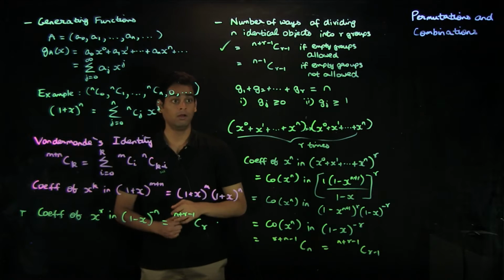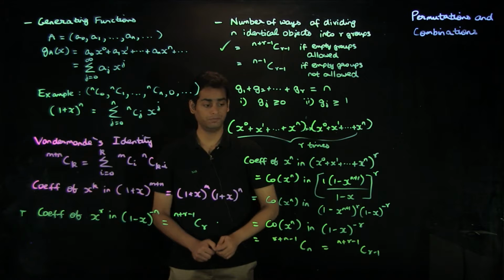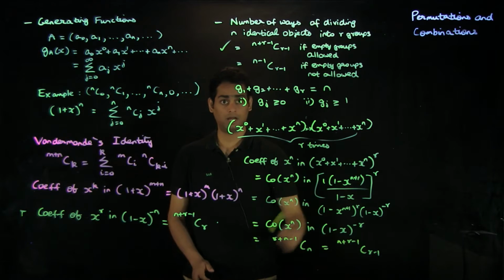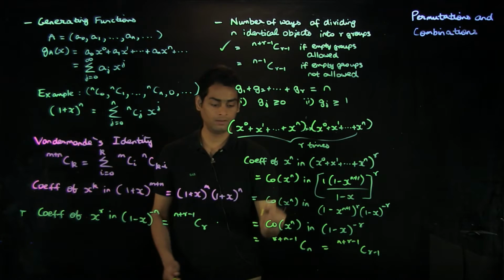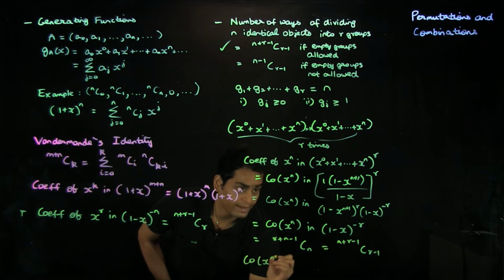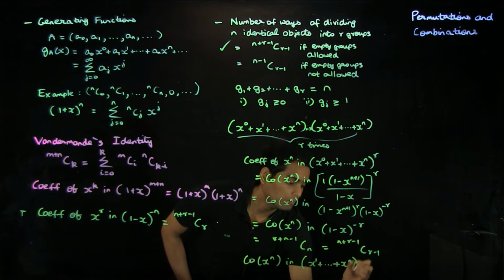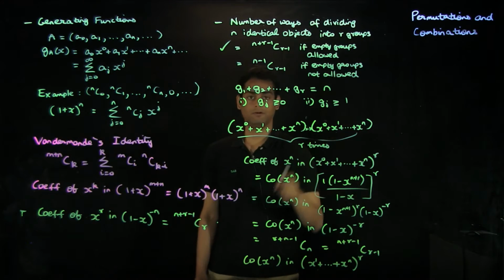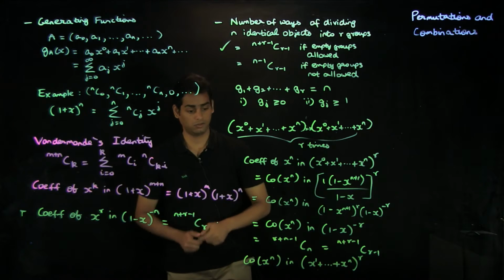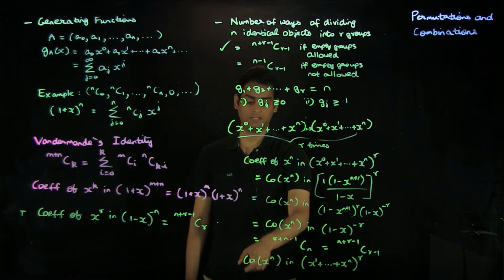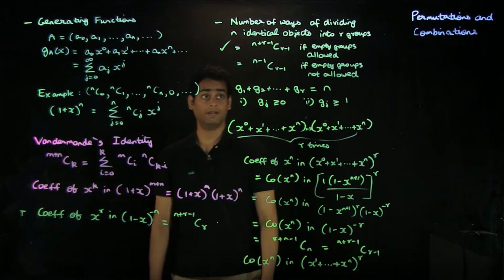So if empty groups are allowed, using generating functions, we can derive that the number of ways of dividing n identical objects into r groups is given by n plus r minus 1 choose r minus 1. So the second result can be derived in a similar manner by looking at the coefficient of x power n in (x power 1 so on to x power n) whole power r. So we omit the term x power 0 since we don't allow empty groups in our division, and so we are only concerned with the coefficient of x power n in this expansion, and you can derive it in a similar fashion and verify that it turns out to be n minus 1 choose r minus 1.